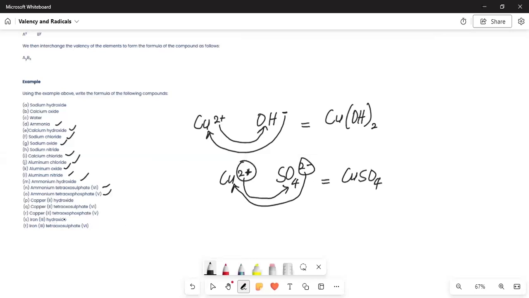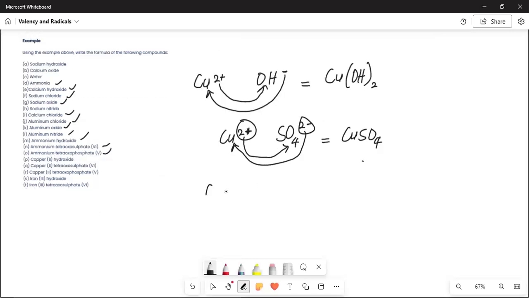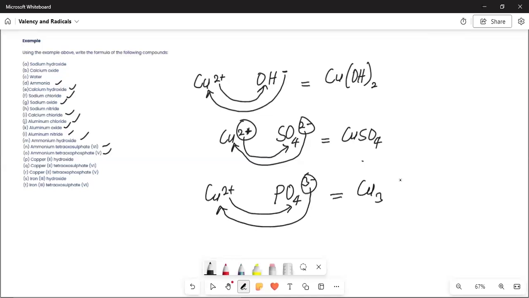Then the next one is copper 2 tetraoxophosphate 5. Copper 2 is Cu2 plus, and tetraoxophosphate 5, the oxidation number is 3. So when there's a reaction, copper will pick this 3 from phosphate, and phosphate will pick these 2 from copper. So that the formula becomes Cu3, the 3 that is coming from phosphate, then PO4 in a parenthesis, with 2.